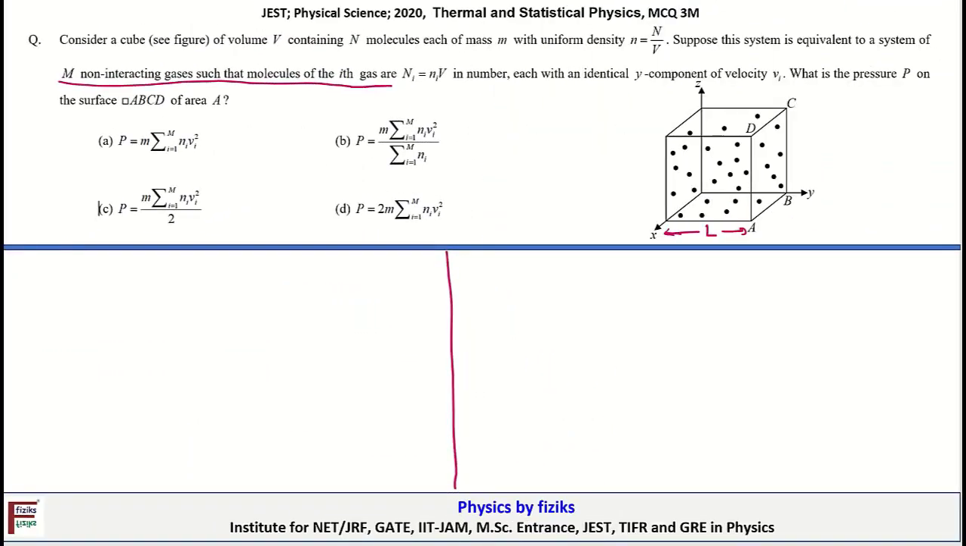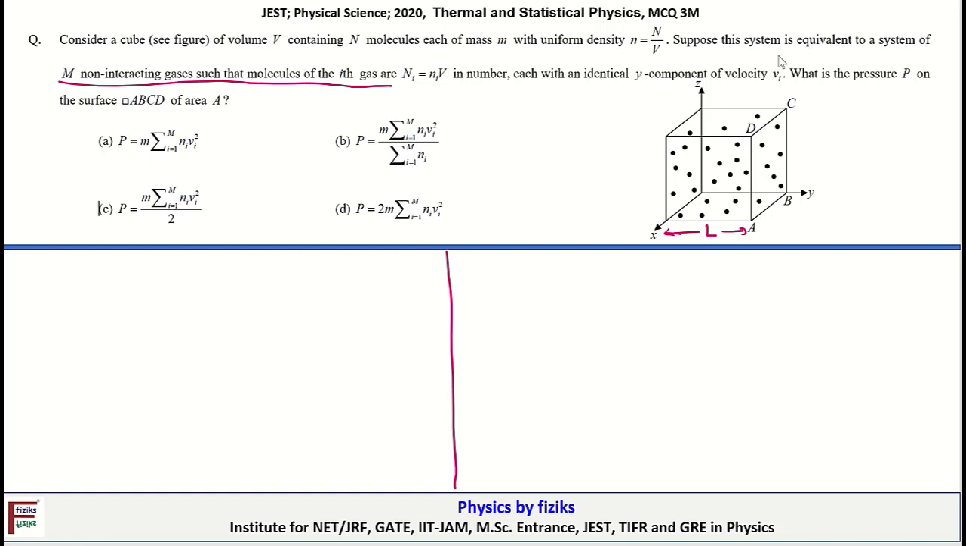Let's continue with the last problem. The statement is: consider a cube of volume V containing N molecules, each of mass m, with uniform density n equal to N by V. Suppose this system is equivalent to a system of m non-interacting gases such that the molecules of the ith gas are Ni equal to niV in number, each with an x component of velocity vi. What is the pressure P on the surface ABCD of area A?